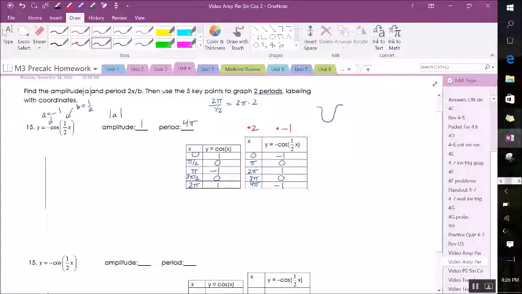And then graphing from here, normally I make some dotted lines at the max and min. So these dotted lines are at y equals 1 and y equals negative 1. And then I show my graph from there. And then I'll label with my coordinates.